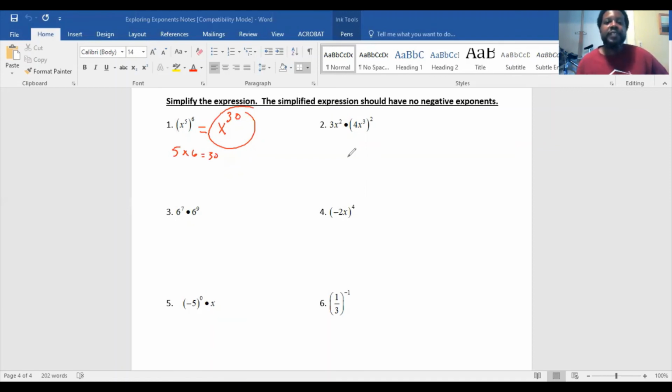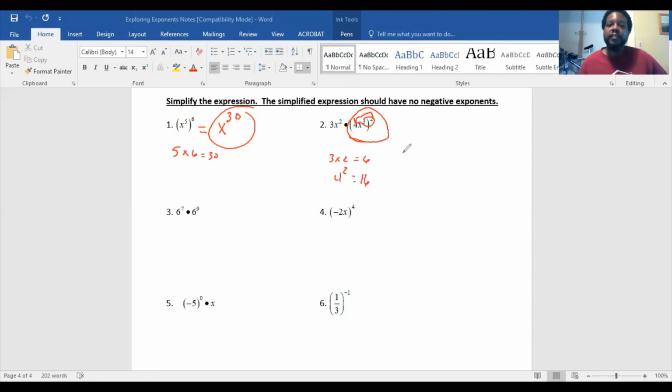Okay, let's try number 2. For number 2, we need to simplify back here first. We're going to do the same thing we just did for number 1 by multiplying our 3 and our 2 together. So 3 times 2 is going to give us 6, right? And then we have to take that 2 and make sure we also apply it to the 4 in front here. So we need to do 4 to the second power, which is going to give us 16.